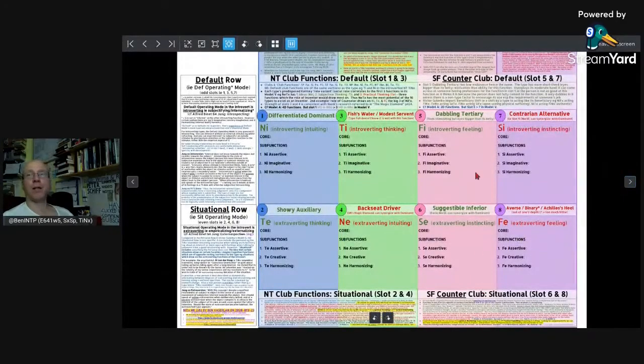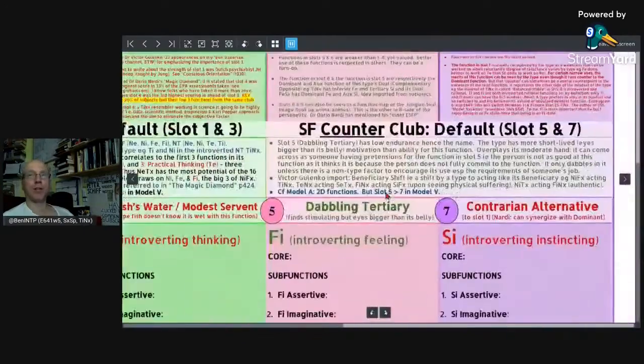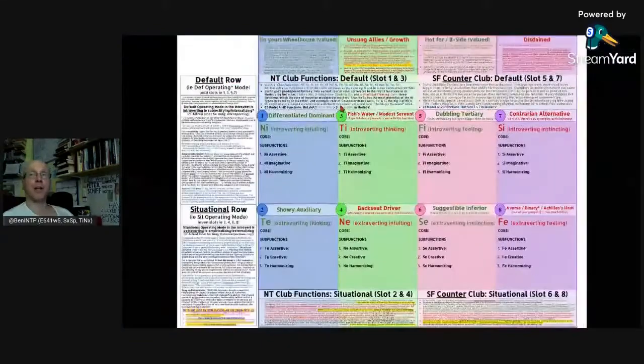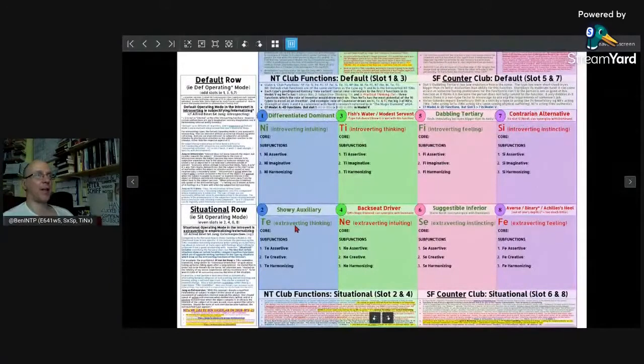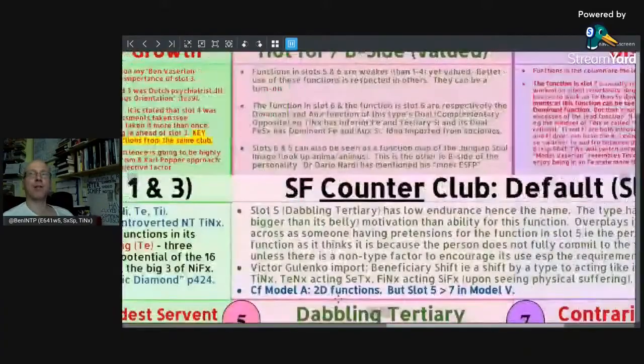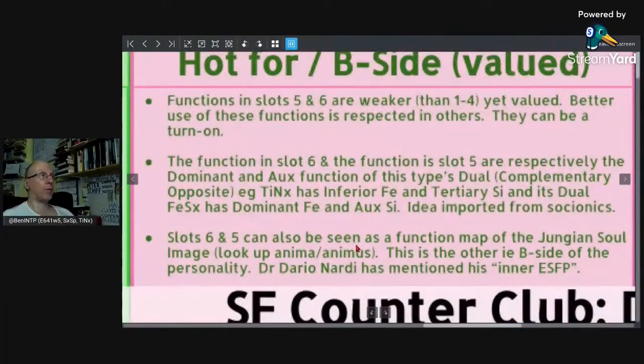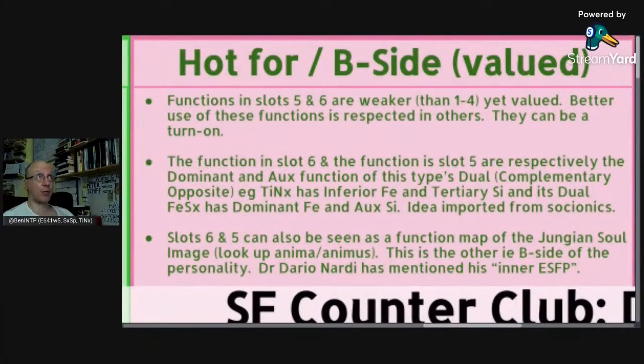So now I've got to talk about the right slots. So slot five, I'm on slot six, but I'll go over this again. So this is the column hot four B-side, the B-side of the INTJ, the inner ESFP. And Dario has mentioned that as a phrase. He's talked about his inner ESFP. So, and then I'm going to get to what Jung wrote about the soul image, which I sort of use as a... Some people have written that it's not quite the same thing as the animus, but I'm going to use a shorthand. I'm going to say the soul image.